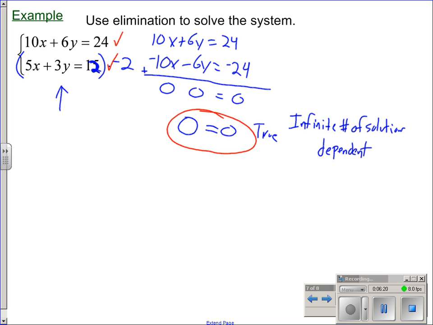All right, that's the idea of the weird results. The same thing can happen when you're dealing with the substitution method. You get true statements, infinite solutions. You get a false statement, 0 equals some other number. That's no solutions, inconsistent system.